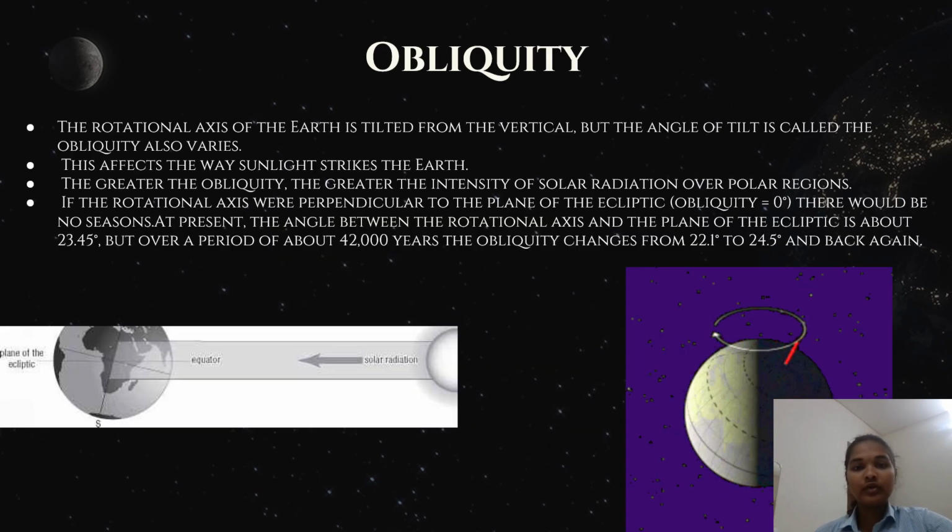Then we will learn about the obliquity. It is the tilt of the Earth, which gives the path for sunlight to enter our planet. Because of the rotational axis, the Earth is tilted from the vertical, and the angle made by the Earth by this tilt is known as obliquity. You can see the visual image here, which will clarify the obliquity.